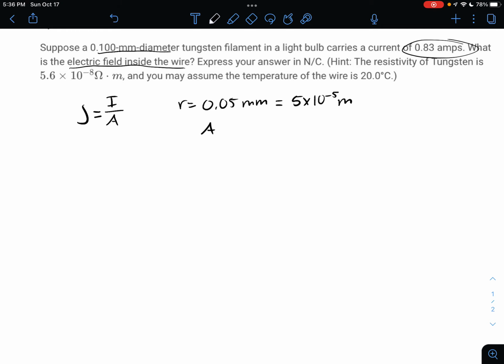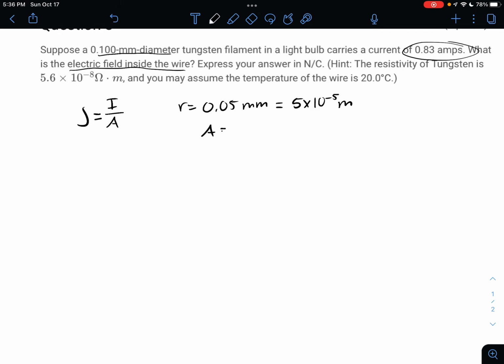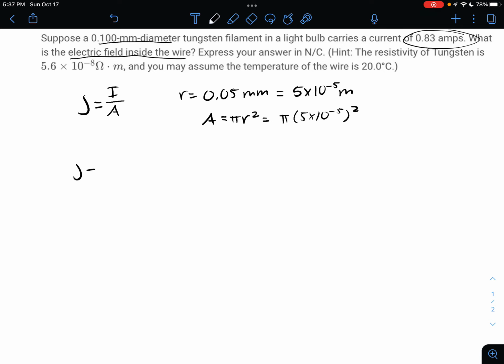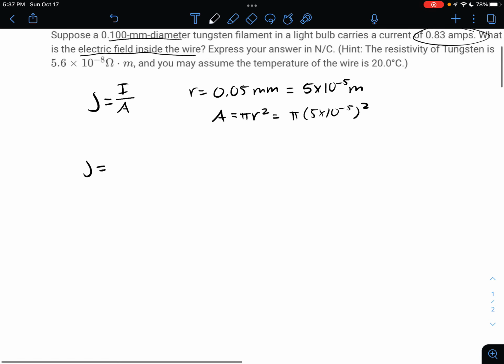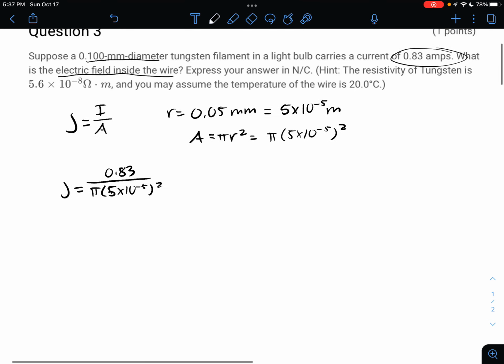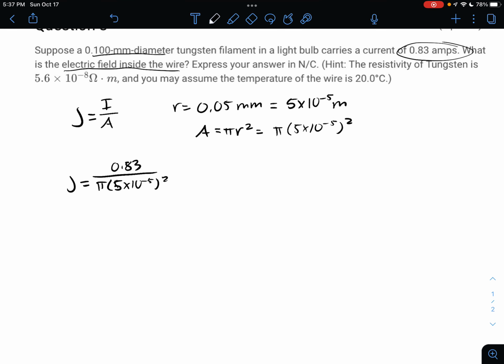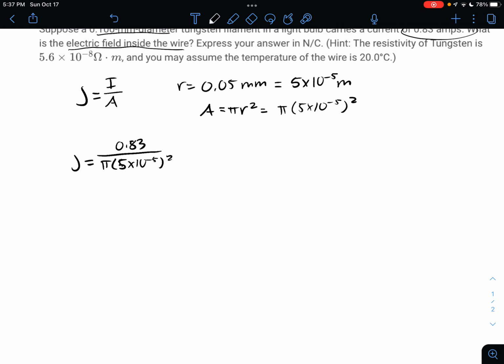And then our cross-sectional area, since it's just a wire, is pi r squared, just a circle, which is going to be pi times 5 times 10 to the negative fifth squared. So our current density is going to be 0.83 all over pi times 5 times 10 to the negative fifth squared. And again, we have amps and meters, so everything's going to stay in base units. That's going to give us a current density.